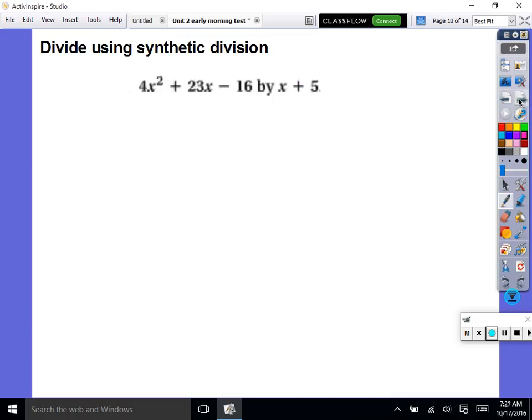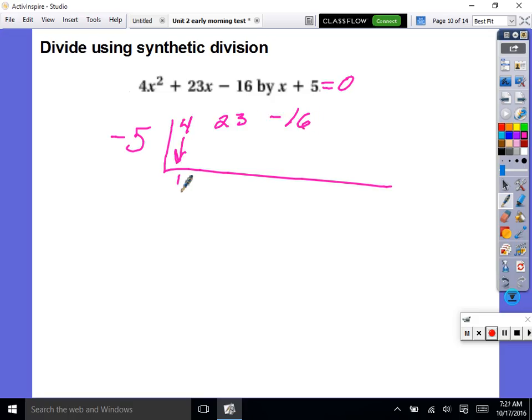Okay, next one. It says divide using synthetic division. So we would use negative 5 for synthetic, right? You use the 0, subtract 5. Opposite. Then you put a 4 in, a 23, and a negative 16. Drop down 4. 4 times negative 5 is negative 20. Add 3 down 3. 3 times negative 5, negative 15. We get negative 31. So that's our remainder, right?